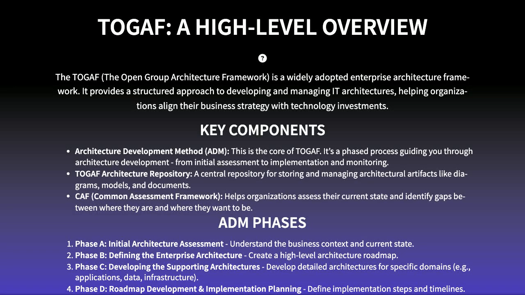Okay, let's talk about TOGAF. It's a really popular framework for building IT architecture in big organizations. Think of it as a roadmap, a structured way to plan and manage how your technology supports your business goals. At the heart of TOGAF is something called the Architecture Development Method, or ADM. This isn't just a checklist, it's a phased process that guides you from understanding where you are now to designing what you want to be. It also relies on an architecture repository, like a central database for all your architectural plans and documents. And finally, there's the CAF, which helps you figure out what needs to change. TOGAF is designed to be flexible and fit different organizational contexts.